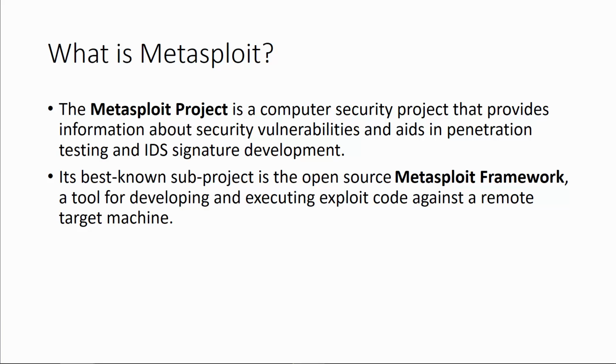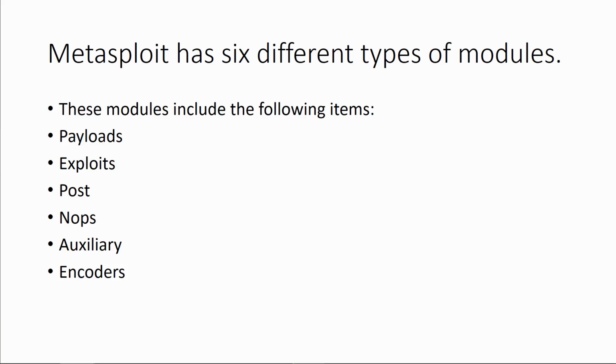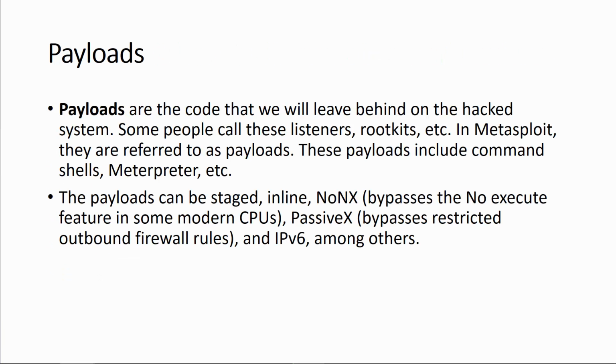So what does Metasploit consist of? It consists of several different types of modules, specifically these six: payloads, exploits, posts, NOPs, auxiliaries, and encoders.